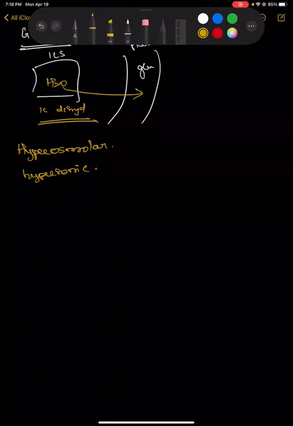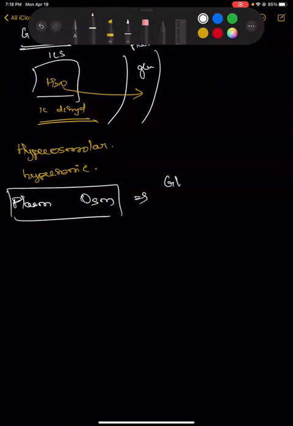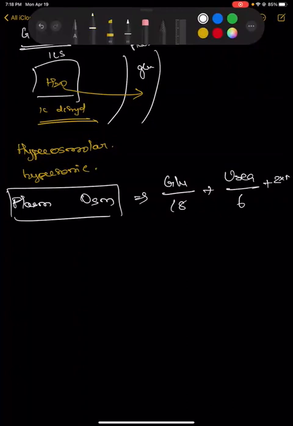Next, plasma osmolality. How do we calculate plasma osmolality? We know that it is glucose by 18 plus urea by 6 plus 2 into sodium. I know we are used to the formula of BUN by 2.8. This is because urea is nothing but 2.14 times BUN.